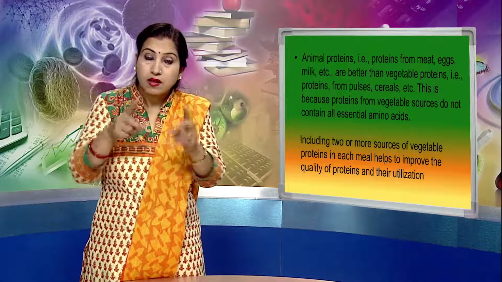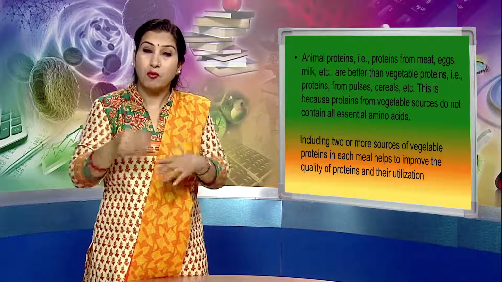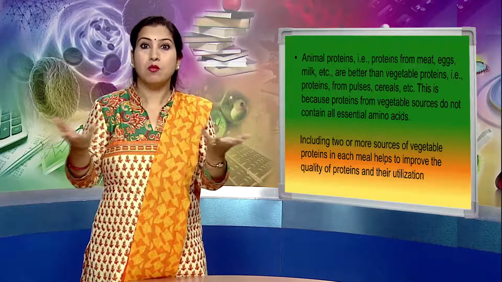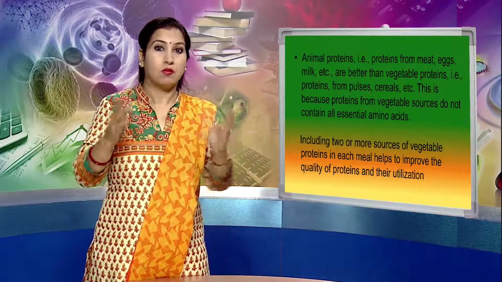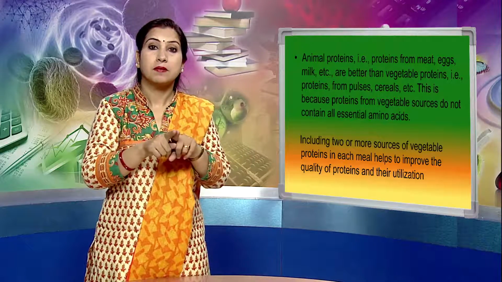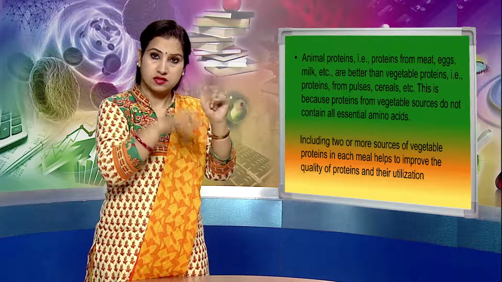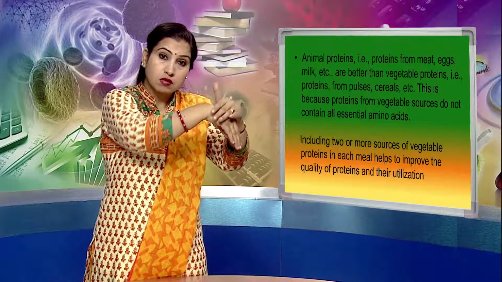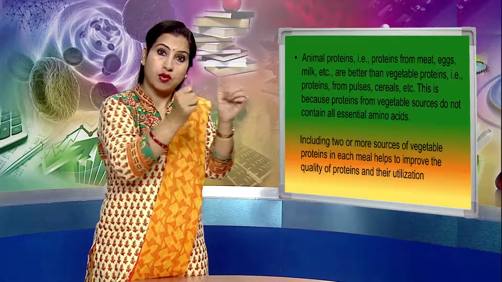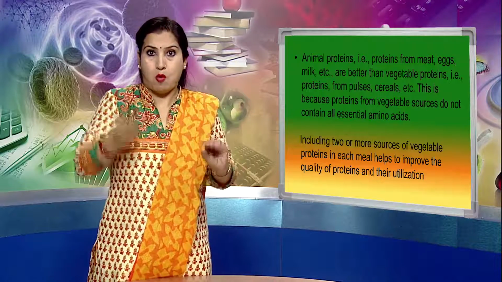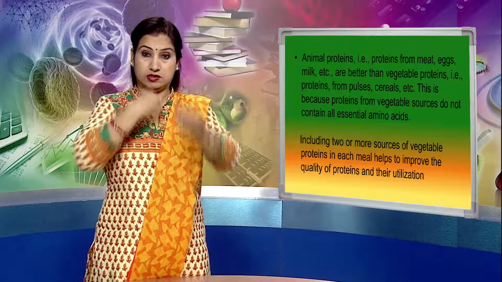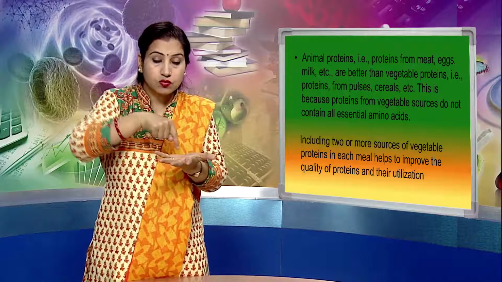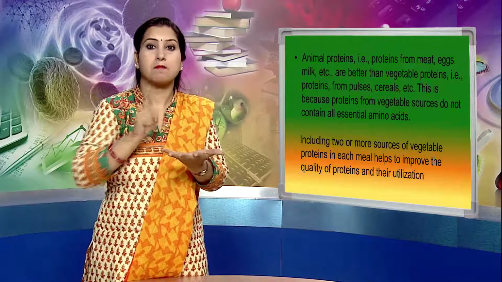Animal proteins, that we get from meat, egg, milk, etc., are better than vegetable proteins like protein from pulses, cereals, etc. This is because proteins from vegetable sources do not contain all essential amino acids. Including 2 or more sources of vegetable protein in each meal helps to improve the quality of proteins and their utilization.